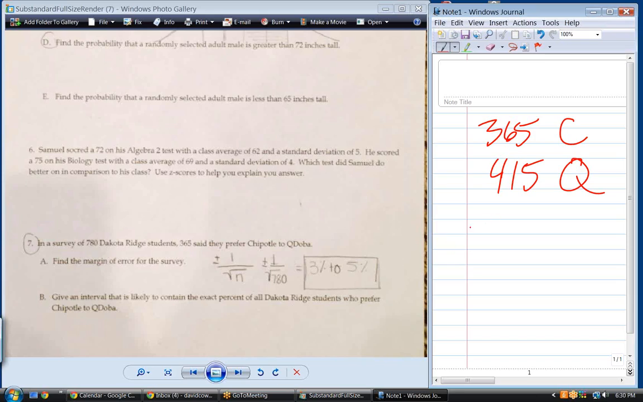Well, what is that percentage? What's 365 divided by 780? 0.467.